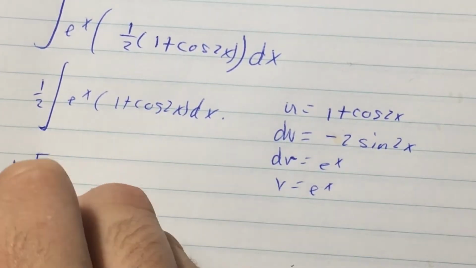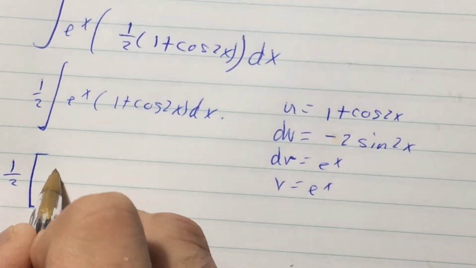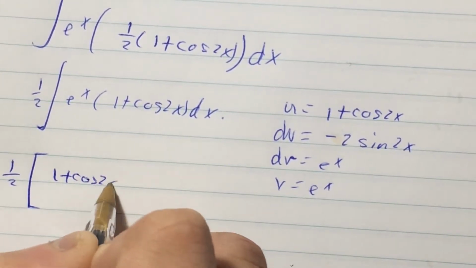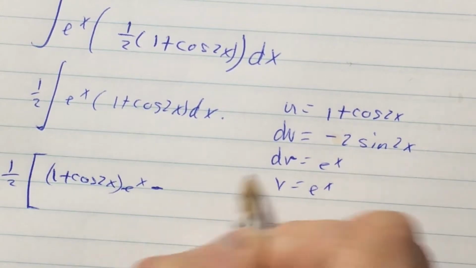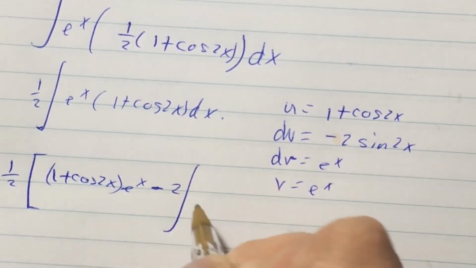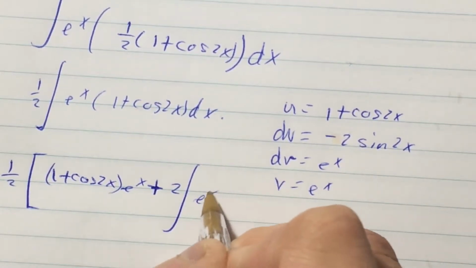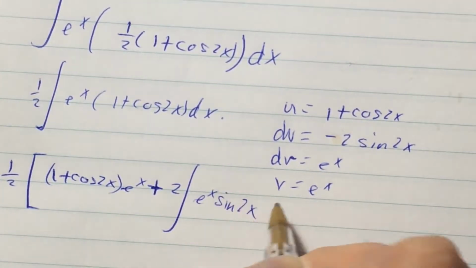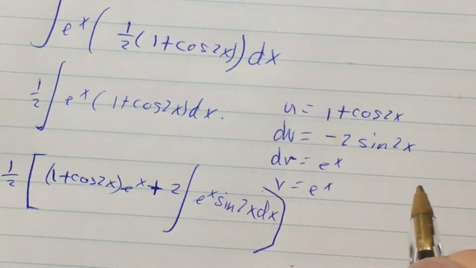Alright, so now let's rewrite the integral. So the 1/2 is factored out front, so now we have uv minus the integral of v du. So 1 plus cosine of 2x times e to the x, minus, this 2 comes out the front, and that was a minus sign here, so it's actually plus 2 times the integral of e to the x sine of 2x dx.